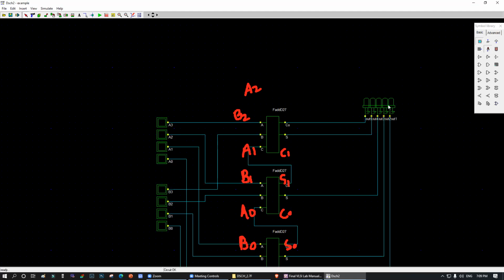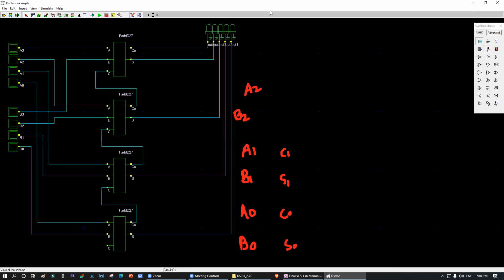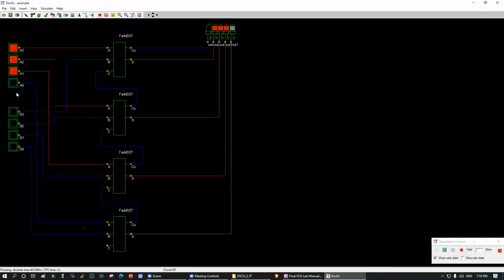So S0, S1, S2, S3. This is, you can say, C4, or you can call it S5. Okay. Now let's test it. Let's test. So our result was 1, 1, 1, 1. Our test case. Oh, by the way, one more case.